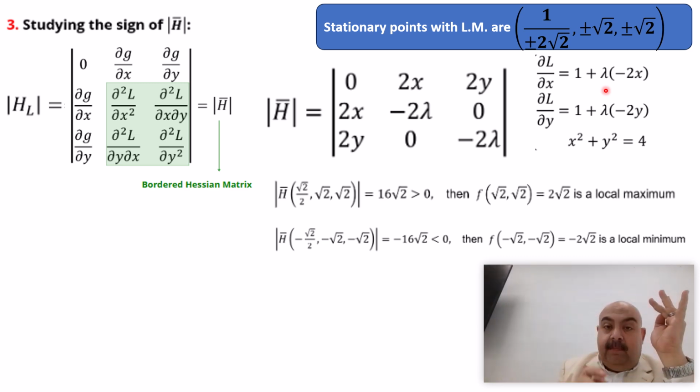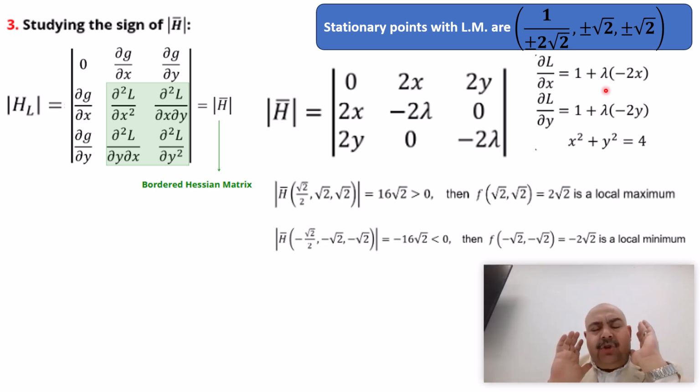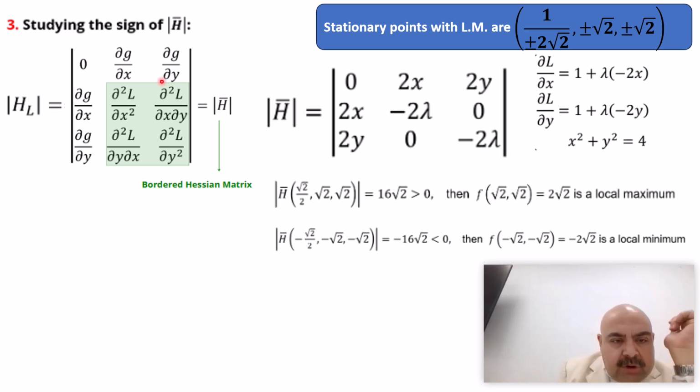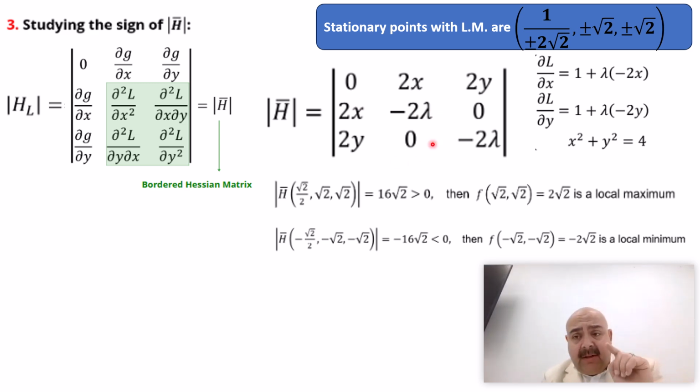Then I will get the border Hessian matrix, which can be got really very easily by differentiating the first order derivative once more, and we will get the border Hessian matrix, this guy. Once you have the border Hessian matrix, you can get its determinant value, and then use the stationary point, and based on the sign of the border Hessian matrix, you can identify if it was a local maximum or a local minimum, as we saw in this example.